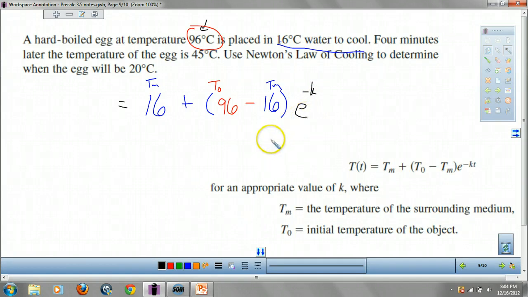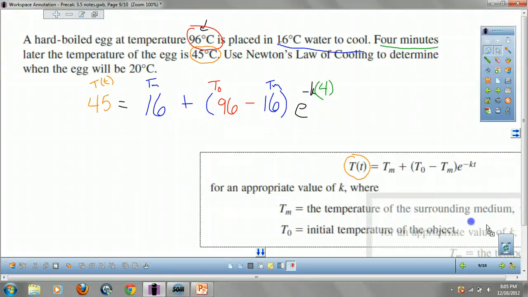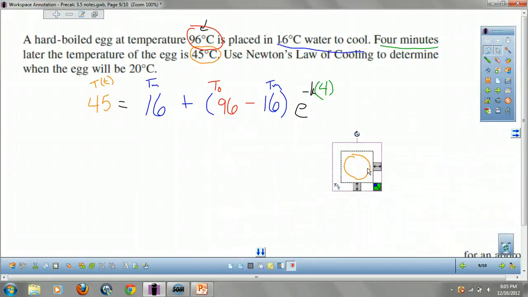And what is my time? 4 minutes, right? And that is our current temperature, and our current temperature is 45 degrees. So what we need to do is solve for k, so that we can plug in any temperature or any time and get our answer. Alright, get out of here for now, Newton.